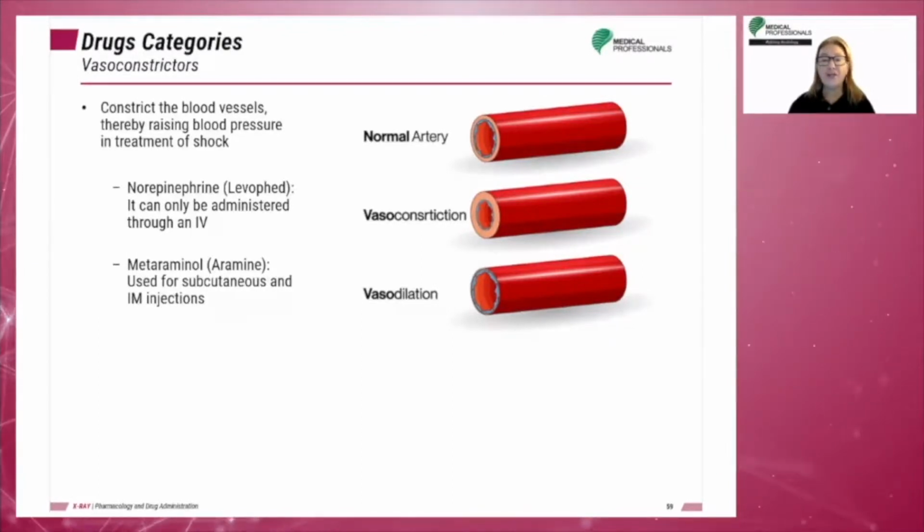Vasoconstrictors are used to constrict blood vessels, thereby raising blood pressure. They can be used to treat shock. Examples are norepinephrine or Levophed. A major side effect of norepinephrine is infiltration, which can cause tissue necrosis. To be safe, it can only be administered through an IV. Metaraminol or Aramine is another vasoconstrictor. It can be used for subcutaneous and IM, or intramuscular, injections.